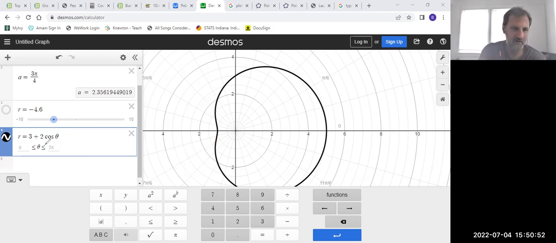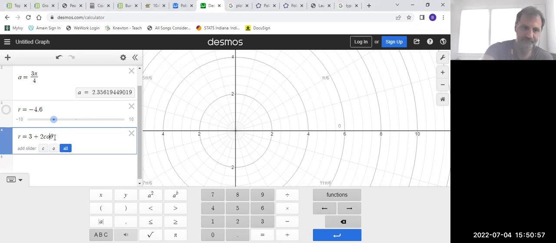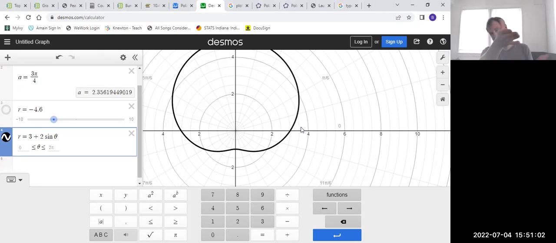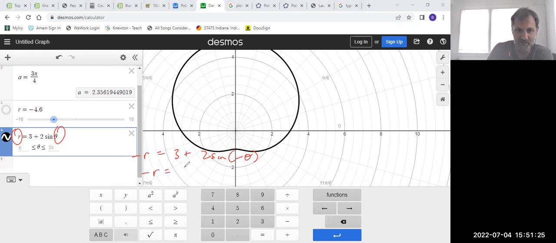Now, what about switching that around? 3 plus 2 sine theta. Okay, well, it's got horizontal symmetry. Is it easy to prove that it has horizontal symmetry? Let's find out. Remember, the test for horizontal symmetry is a little more complicated. We've got to put in both negative r and negative theta. So we've got negative r equals 3 plus 2 sine negative theta. Okay, the negative hops out, and I'm going to multiply both sides by -1. Let's take it slow. 3 minus 2 sine theta.